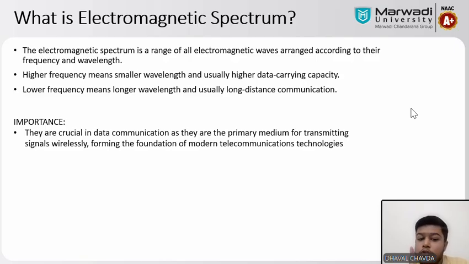Importance: crucial in data communication as they are the primary medium for transmitting signals wirelessly, forming a foundation in modern telecommunication technology. So we need to understand this because it is the foundation for our communication technologies.